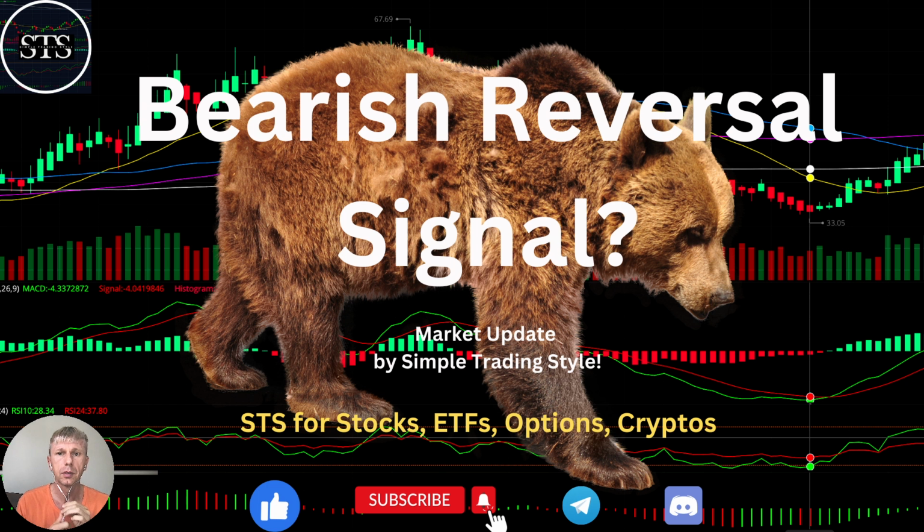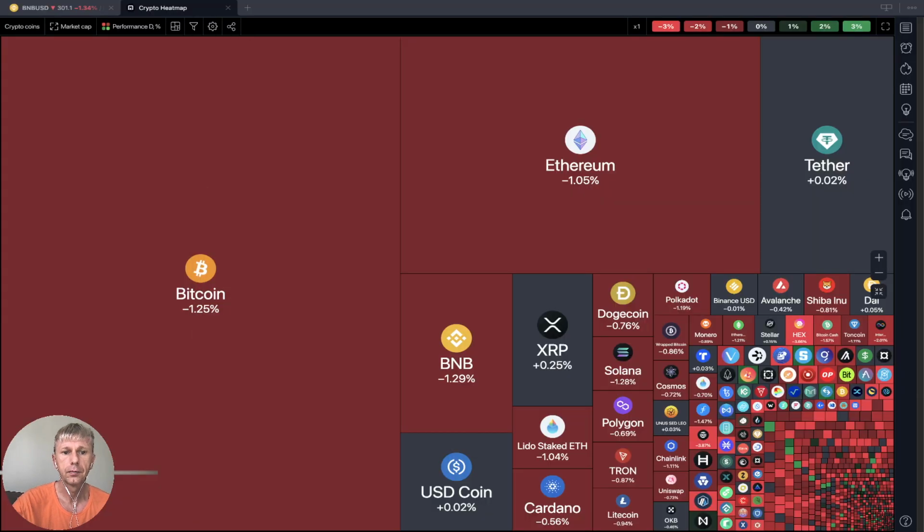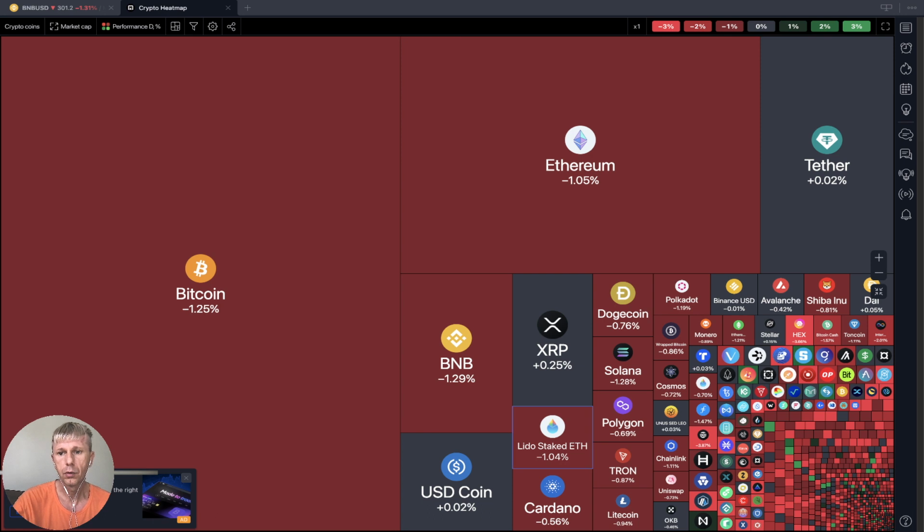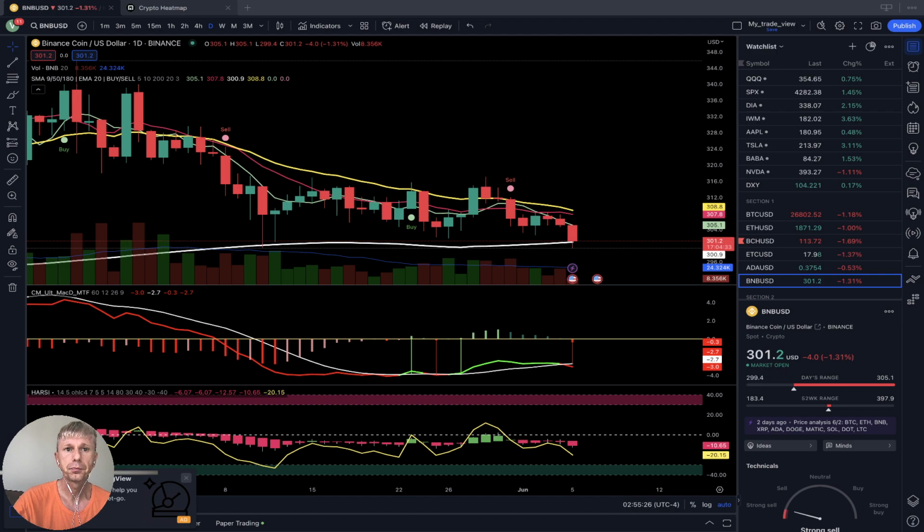We will figure out, is it a bearish reversal signal, what's going on with the crypto world. Let's move to the crypto heat map and figure out what's going on with it. Let's start: all red, a few of them just neutral, but generally all red on daily performance for crypto coins. Okay, let's move to charts.